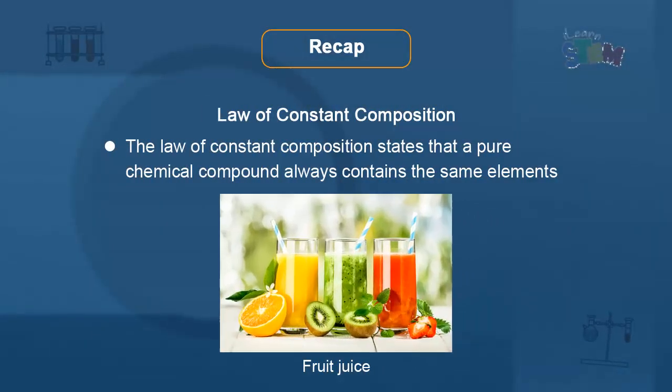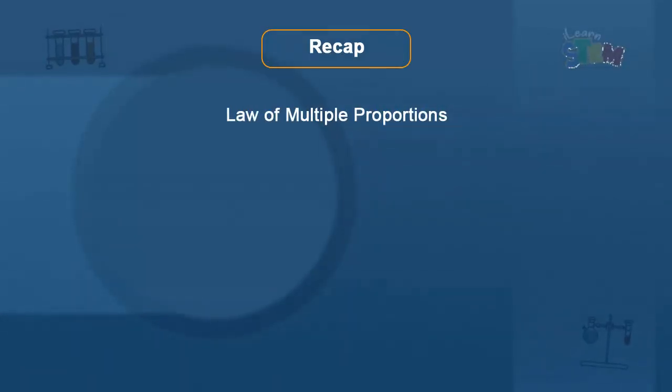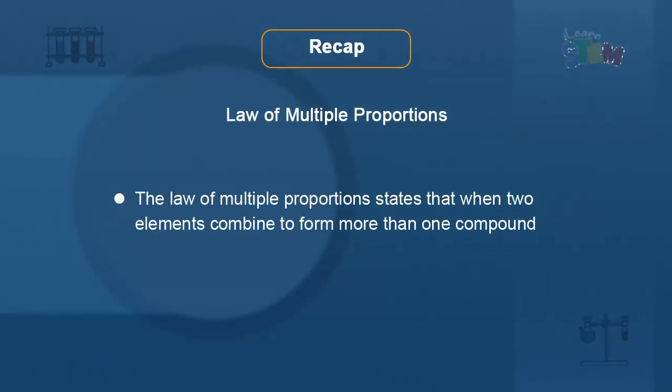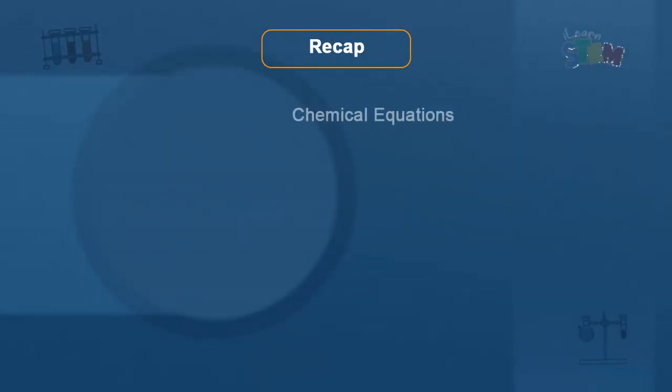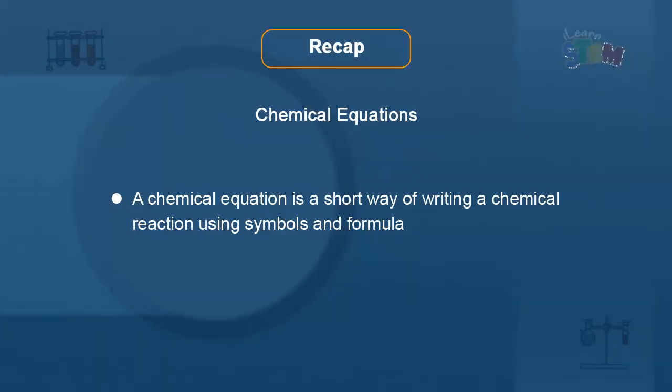In our previous class, we learned about the law of constant composition, which explains that a chemical compound always contains the same elements combined in the same fixed ratio by mass. We also learned about the law of multiple proportions, which explains that when two elements combine to form more than one compound, they do so in simple whole number ratios. Lastly, a chemical equation is a short way of representing a chemical reaction using symbols and chemical formula.